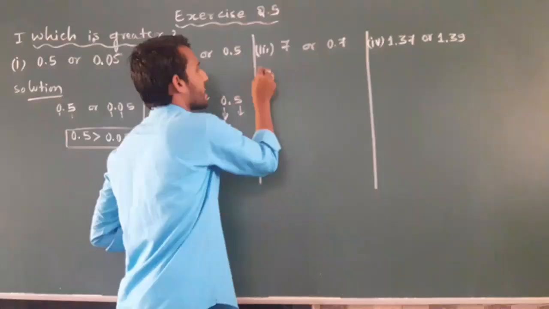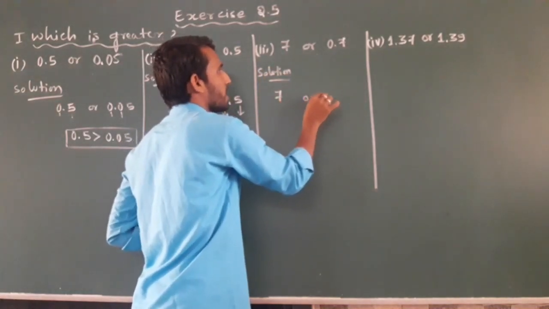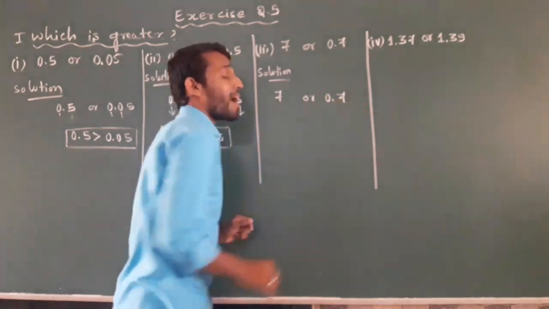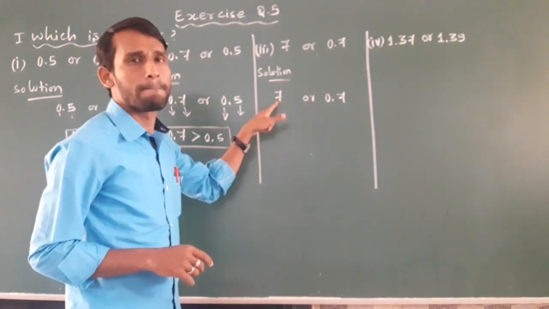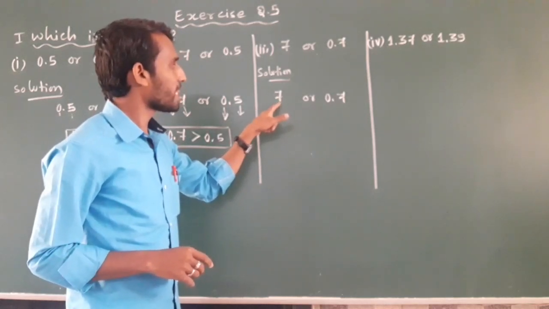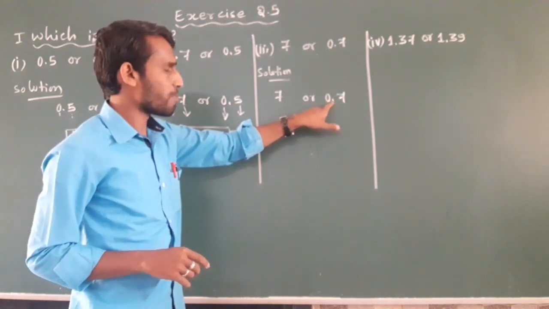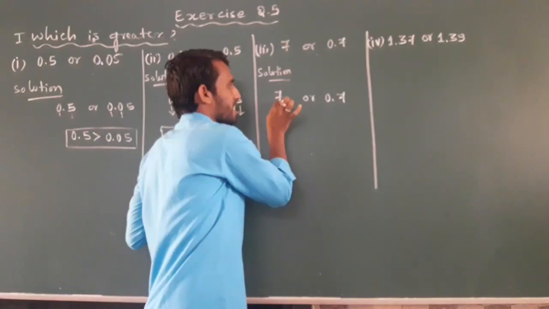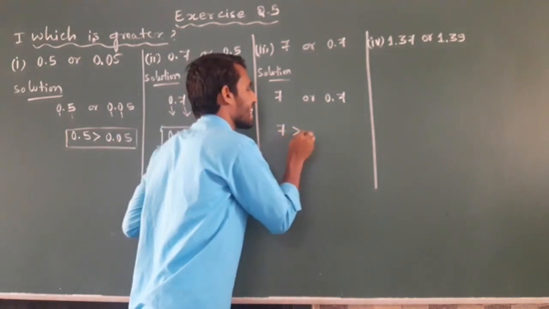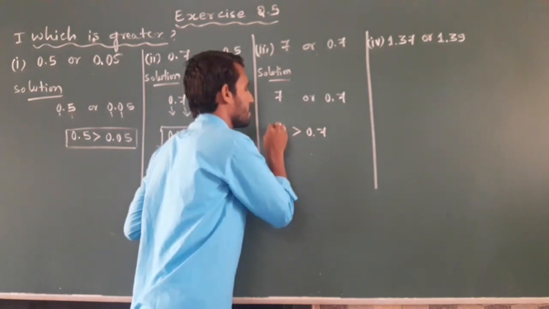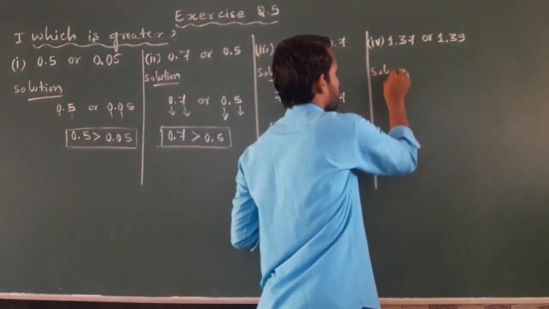Now you can move to the third problem. We have to find out whether 7 is greater or 0.7 is greater. Now you see here 7, this is a whole number, and this is the ones place. In the decimal number the ones place is 0, and in the other the ones place is 7. Now we can say that 7 is greater than 0.7. This is the solution.